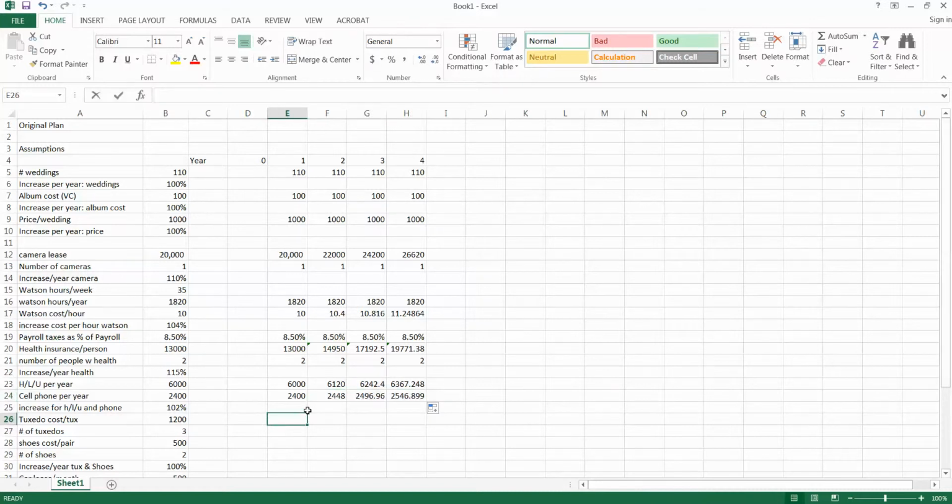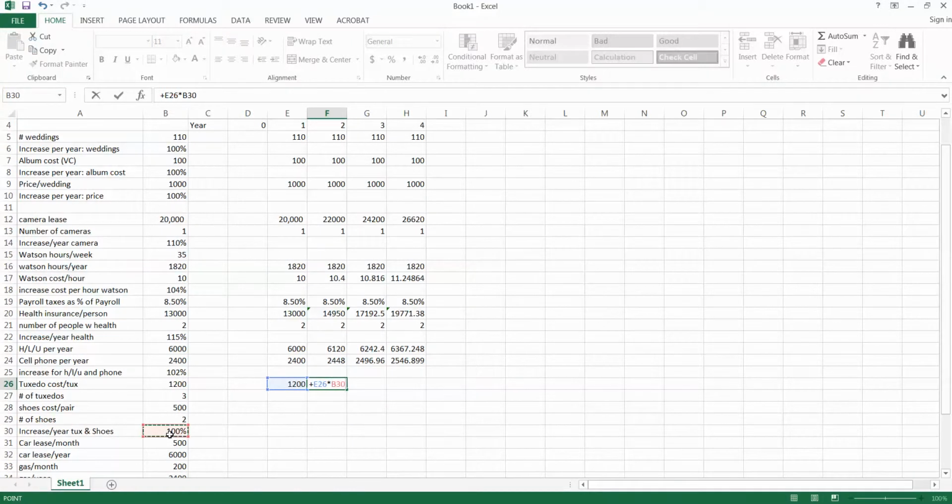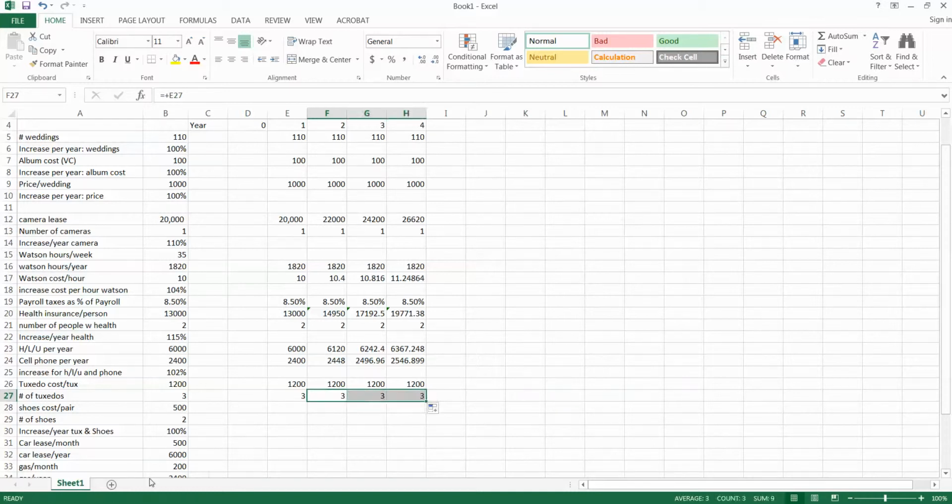Our tuxedo cost is $1,200, and how is that going to increase? Well, we're going to take year 1 times our increase in tux shoes, and in this particular case it's 100%, but if later on we would need to change that, this will automatically take that into account. And because we've anchored it, we can carry it right across. And our number of tuxedos we're going to pick up from our assumptions, and for year 2 we just pick up year 1 or the year right to the left, and because we've made it a relative formula, we can carry it across. Same thing with our shoes.